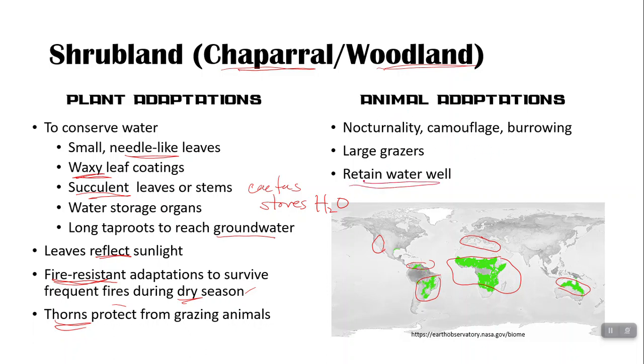They retain water well, so they've got adaptations to keep themselves from losing as much water. Some of them will be nocturnal. Others burrow underground where it's a little cooler, and camouflage is just an animal adaptation everywhere. You also have some large grazers that will have very large bodies but eat mostly plants. Think elephants.